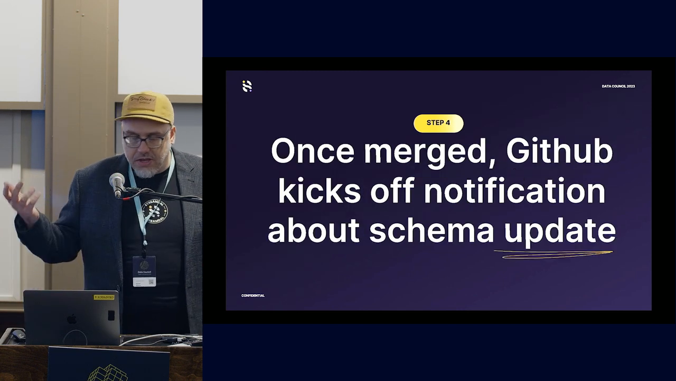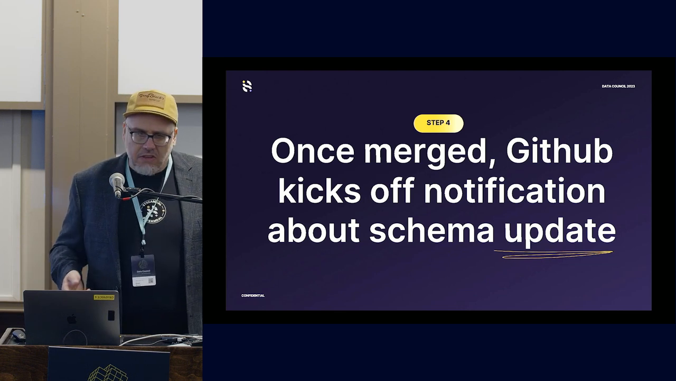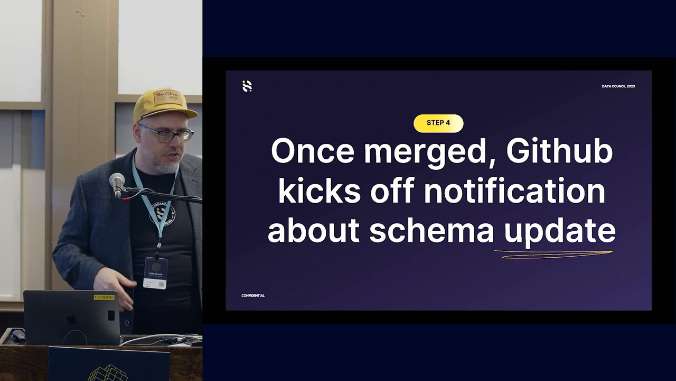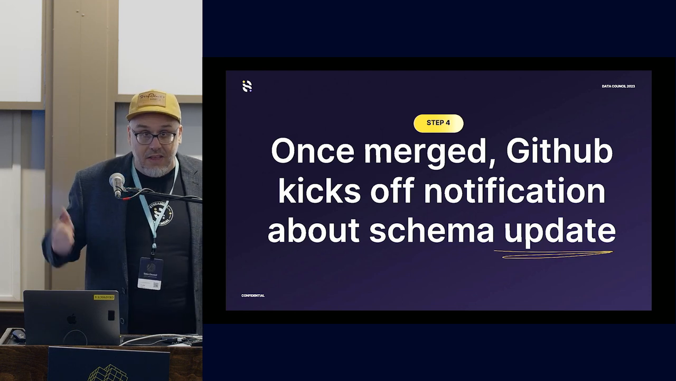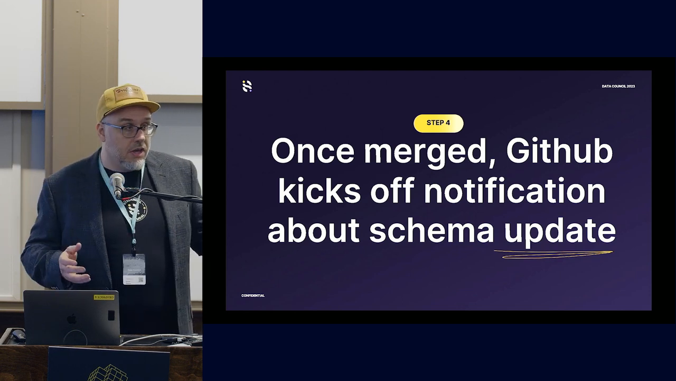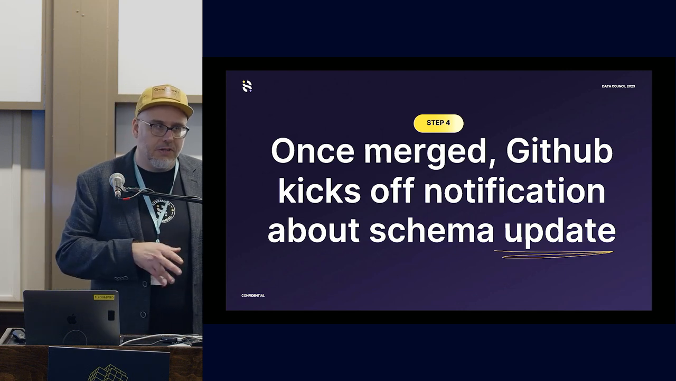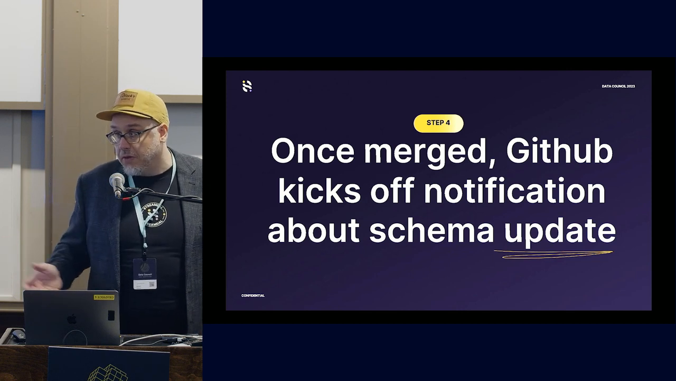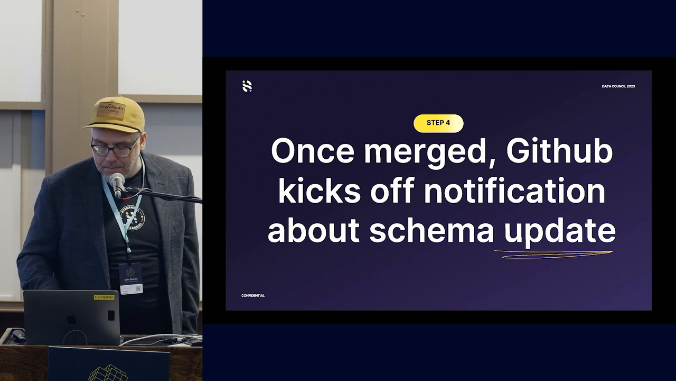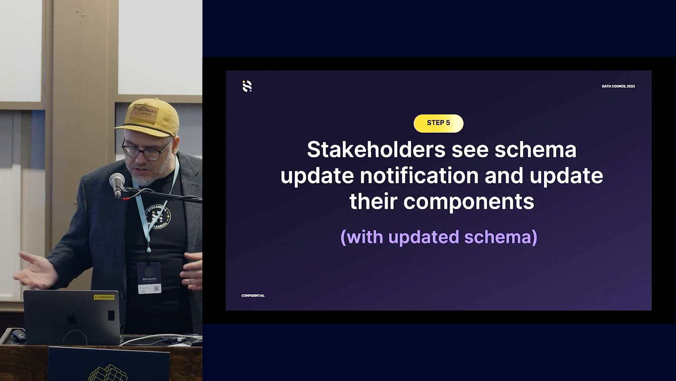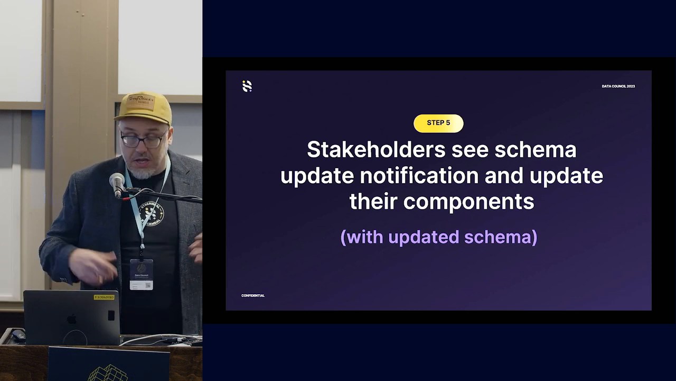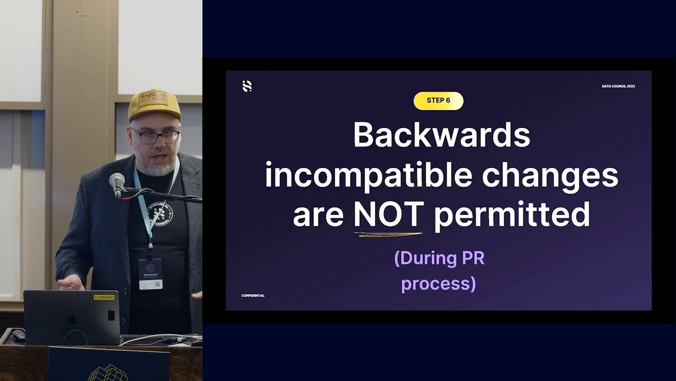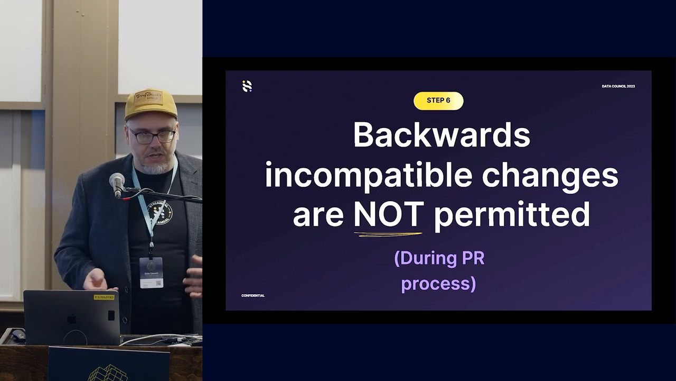Once it's all merged, usually the easiest thing is to set up some sort of notification action in GitHub that will push maybe an email, PagerDuty, Slack, something. It'll push something to tell everyone, hey, something happened here. This is a big deal. That notifies all the stakeholders, producers and consumers, that they need to update their services, that some new version of the protobuf schemas has come out. Then the stakeholders see the schema update notifications, and they're going to update all their components and stuff.